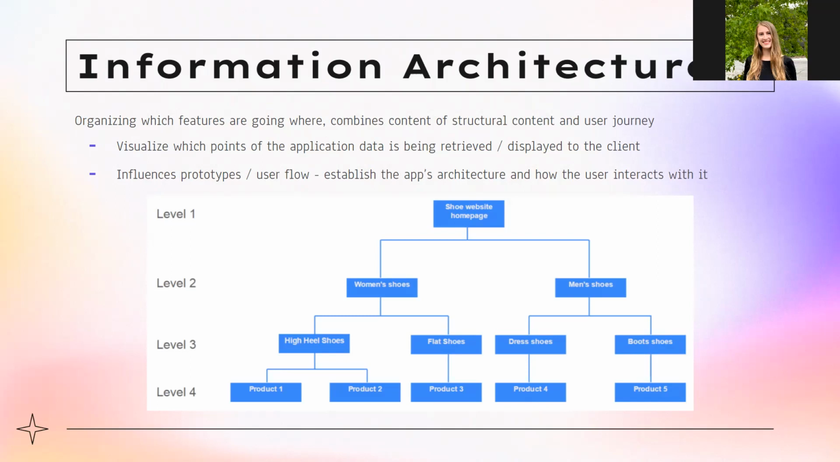This is an example of what an information architecture looks like. It visualizes the user path within the web app, and it can also help determine where the application data is being retrieved or displayed. In this example, I'm not sure if you can see, but the first level is the show website homepage. From the homepage, you can choose between women's shoes or men's shoes. Let's say they choose women's shoes. Then you know that you can retrieve the data for women's shoes to display either high heel shoes or flat shoes, and so on and so forth.